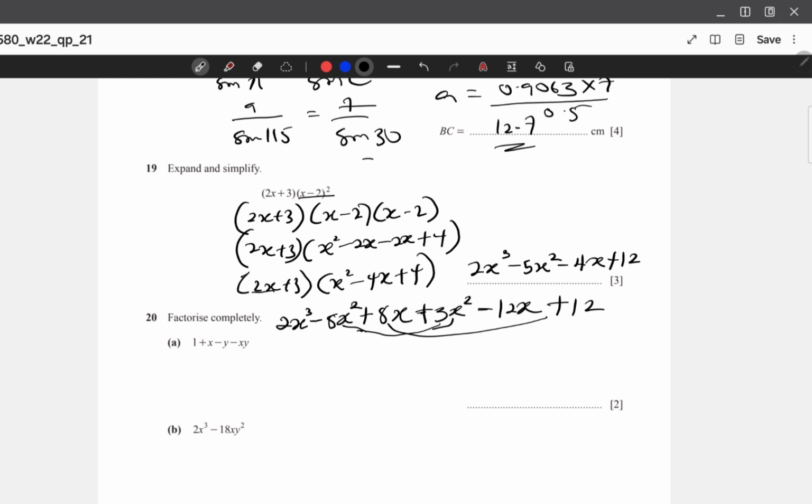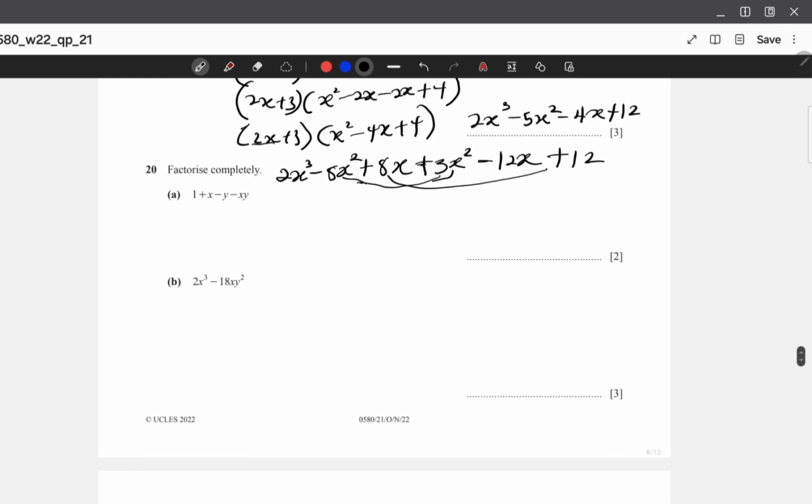All right, the next one, factorize completely. This is a 4 pair, so we pair this. The common factor here is 1 bracket 1 plus x. The common factor here is y, minus y bracket 1 plus x. So that will be 1 minus y bracket 1 plus x. That's the answer.